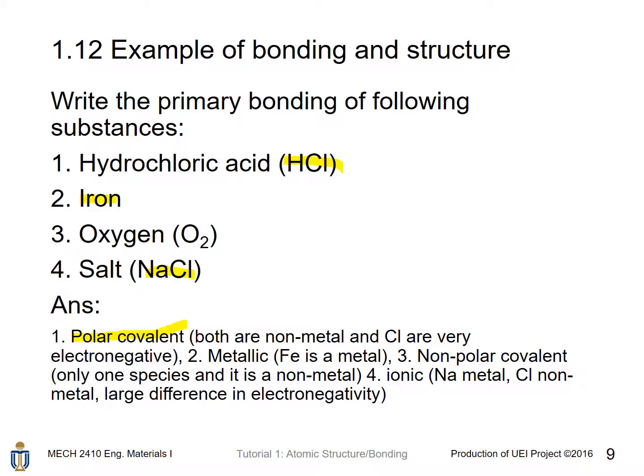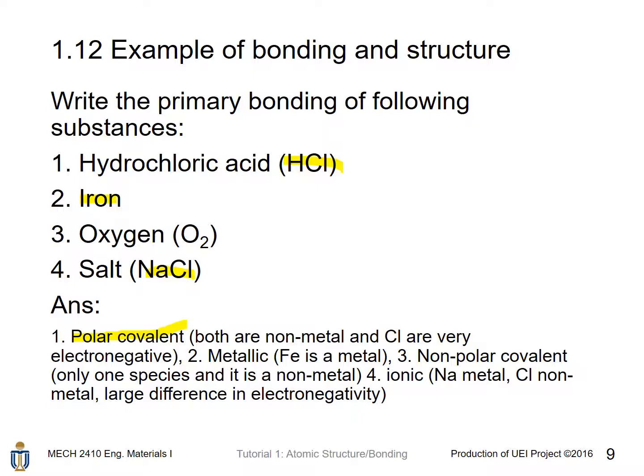because both atoms, hydrogen and chlorine, are non-metals, and chlorine is very electronegative. For iron, it is metallic because iron itself is a metal. For the third one, it is a non-polar covalent bond because it has only one species and it is a non-metal. Oxygen will form a double bond with another oxygen atom, and the bonding itself will be non-polar in nature because they are the same species.